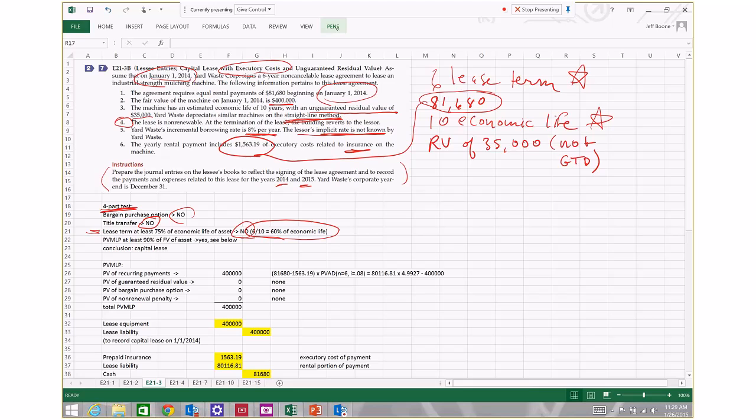Okay, I've got a bunch of markups here. Let me clear these out before we proceed to the next part of the four-part test.